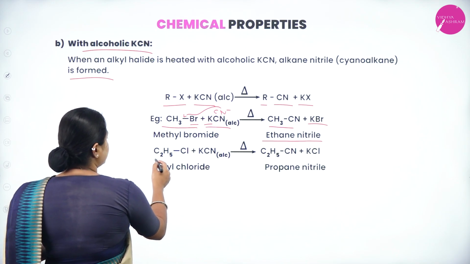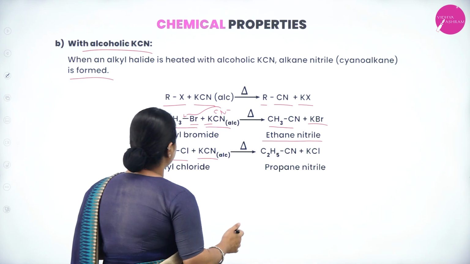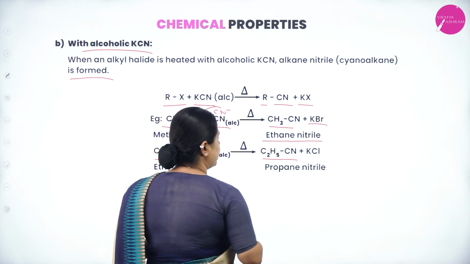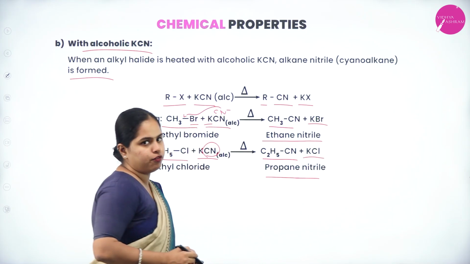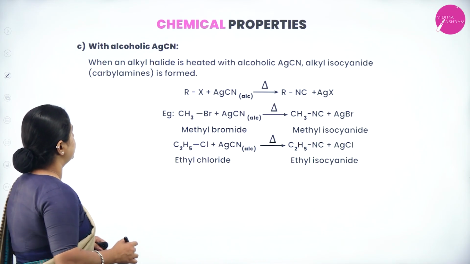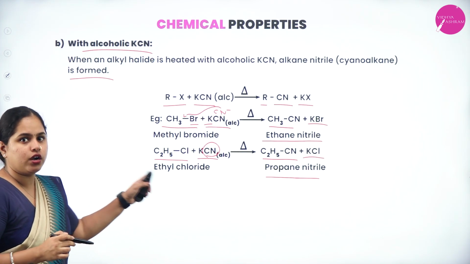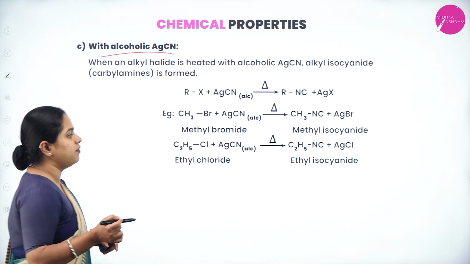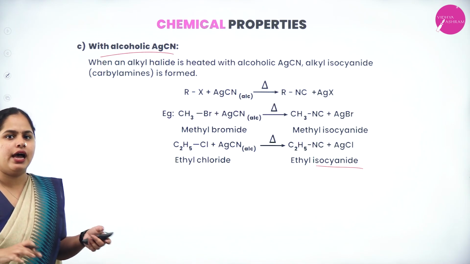The next one is C2H5Cl, which is ethyl chloride, reacts with KCN, and if it is heated, what happens again? Which is the nucleophile here? CN minus will get attached here, giving C2H5CN, which is called propane nitrile, and KCl will be formed. Now another possibility is with alcoholic AgCN. We used KCN here and got nitrile. Using AgCN, we will get isocyanide. Now what is the difference between KCN and AgCN?